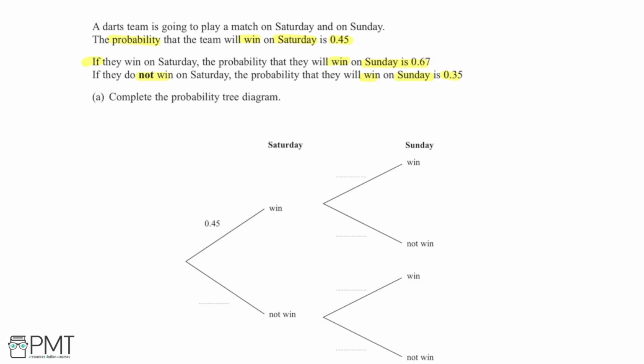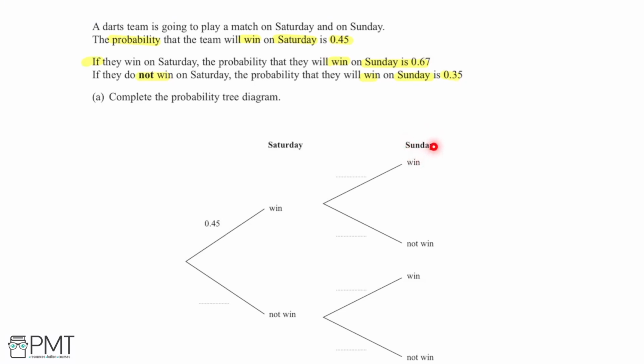So I'm just going to start by making sense of this diagram. Here we have Saturday, so this part of the tree diagram is representing Saturday, and the two options are they'll either win or not win. And these are the exhaustive set of outcomes. They will either win or not win. There's not a third option, so the probabilities of these are going to have to sum to 1, because it's certain that they will either win or not win.